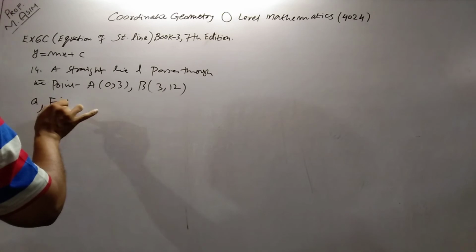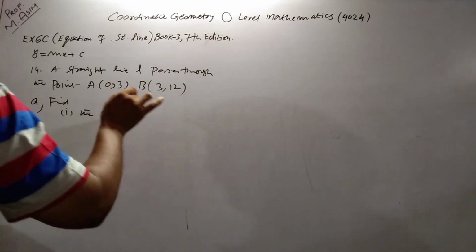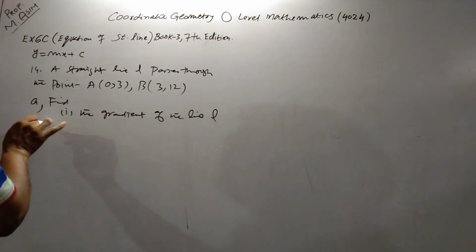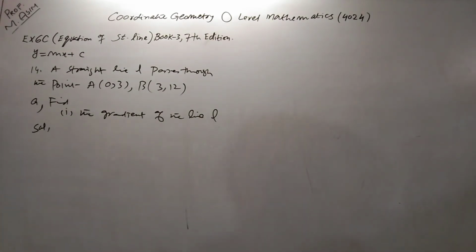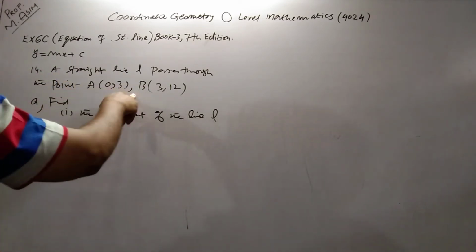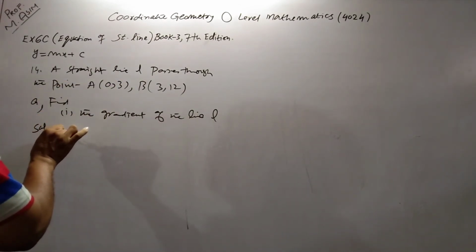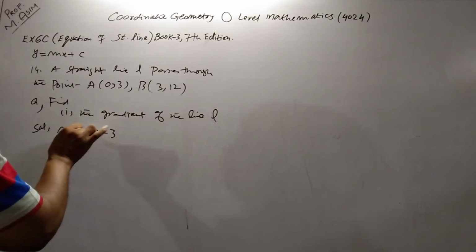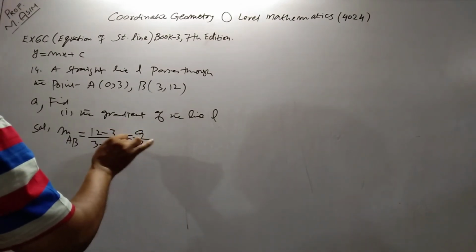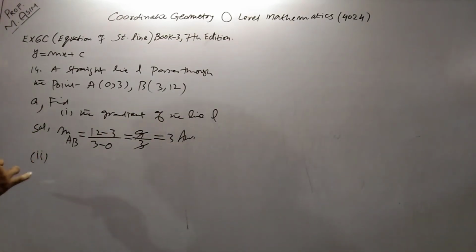Part A. Find part 1: the gradient of the line L. Solution: the gradient of the line L, this AB represents the line which passes through A and B. Therefore the gradient of the line L means the gradient of AB. The gradient of AB is y2 minus y1 upon x2 minus x1. 12 minus 3 is 9, 3 minus 0 is 3, and 9 divided by 3 is 3. This is the answer of part 1.